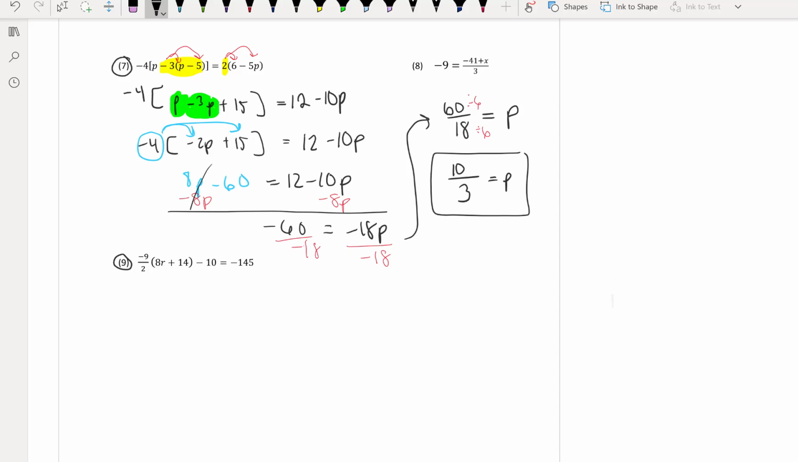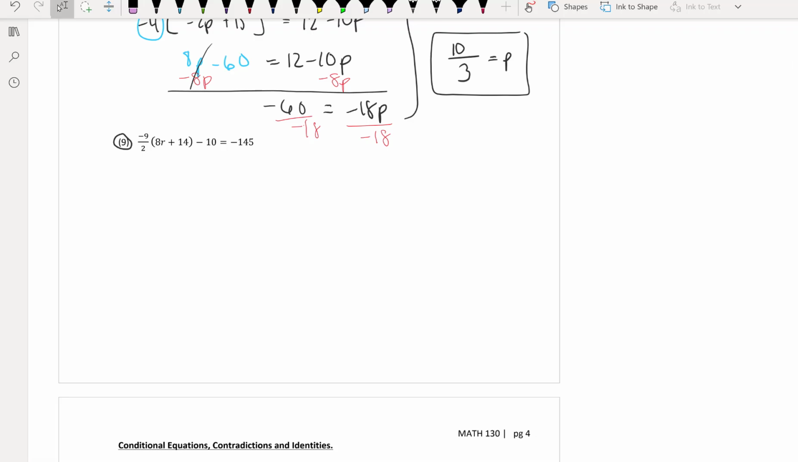Now, let's take a look at number 9. So for number 9, I was so focused, I think, on the fraction that I forgot that I had to subtract 10. Okay, that was my mistake in my last video. So let's go ahead and do this again. I'm going to have my fraction, and my fraction I have a -9/2 that is being multiplied by 8. So that gives me a -36r, and I have my fraction of a -9/2, and it's being multiplied by a positive 14. So I multiply by 8, and now I'm multiplying by 14, and I get a -63.